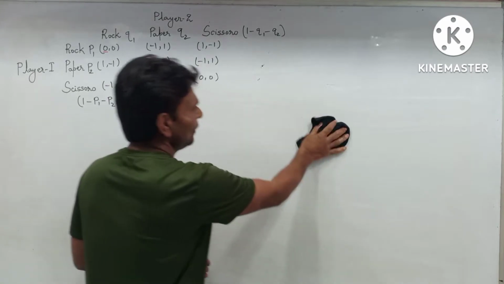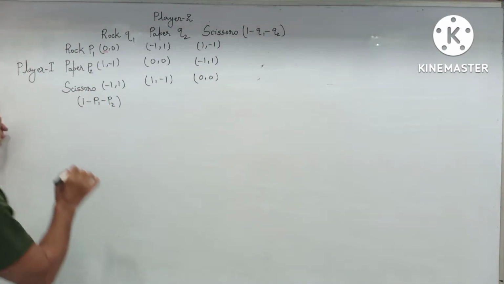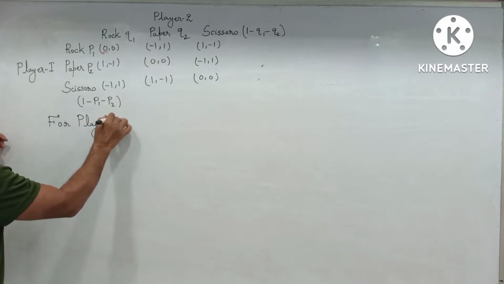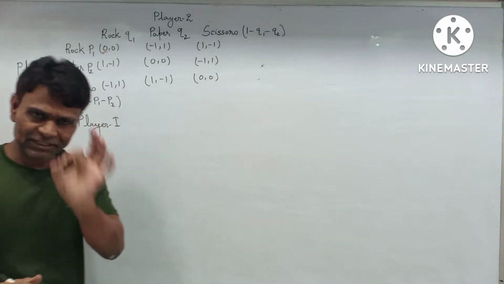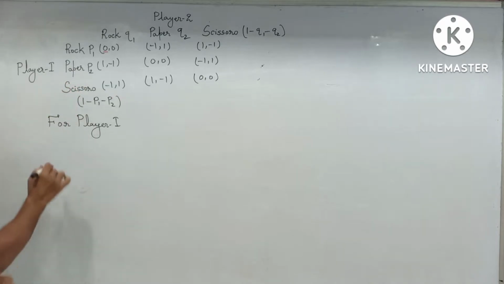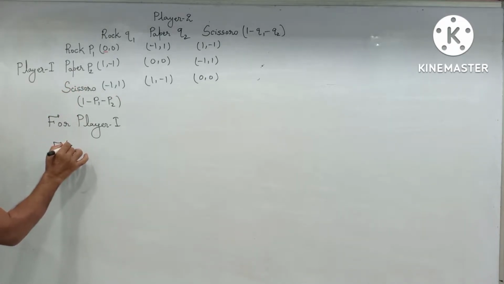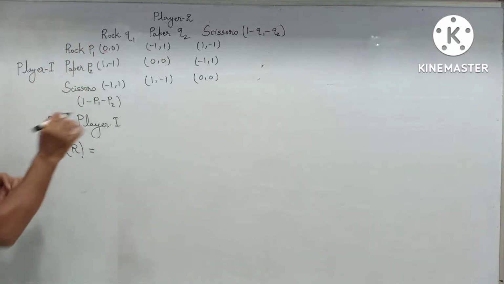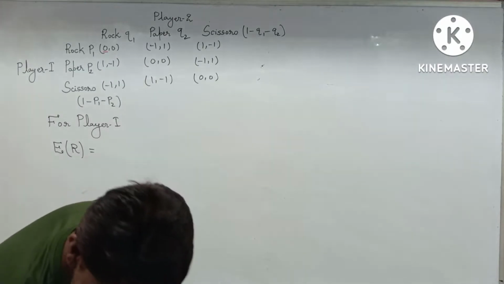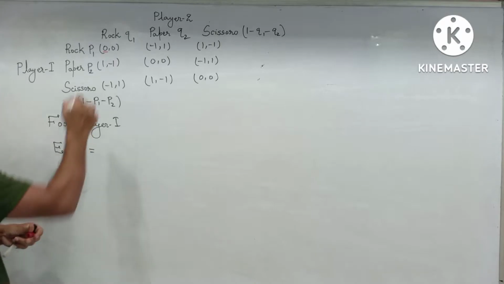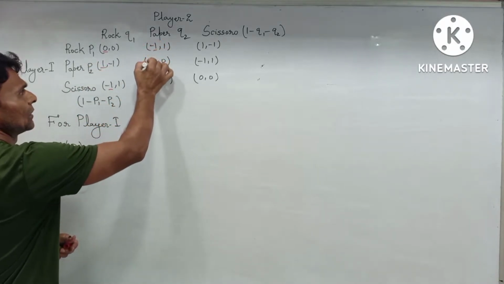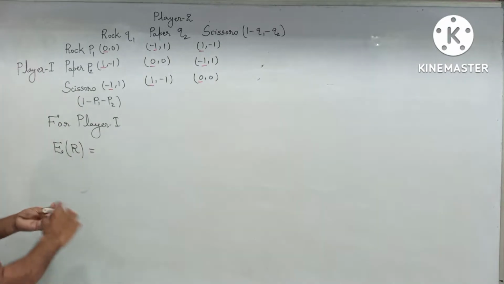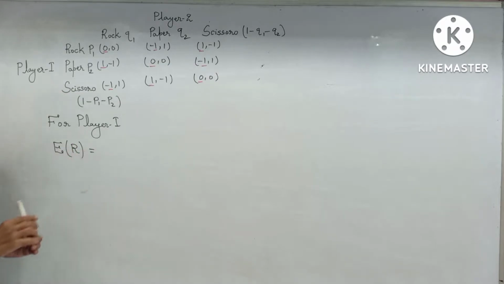Now we need to focus one by one. First, focus on player number 1. Player 1 has 3 strategies: rock, paper, scissors. Now we get the expected value of the rock strategy, R. The first digit in each box is the payoff going to player 1, which I am marking in red, and the second digit is the payoff going to player 2. Now what is the expected value of strategy R?